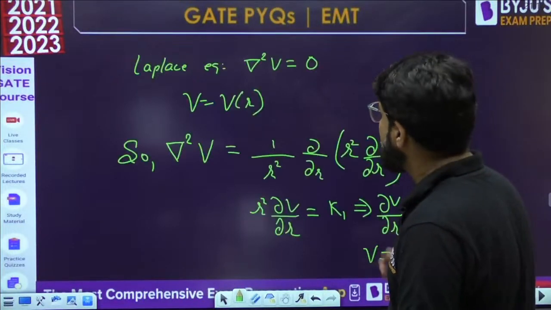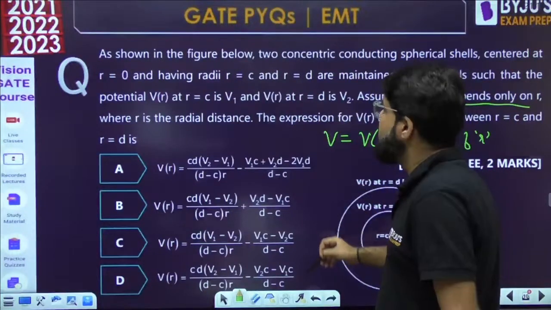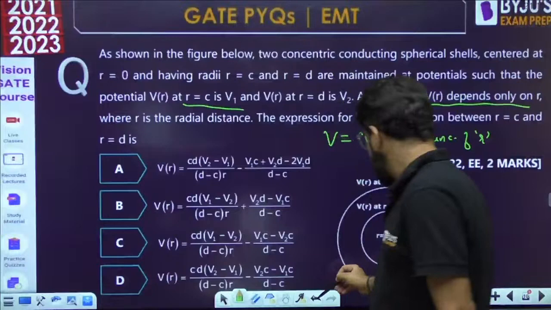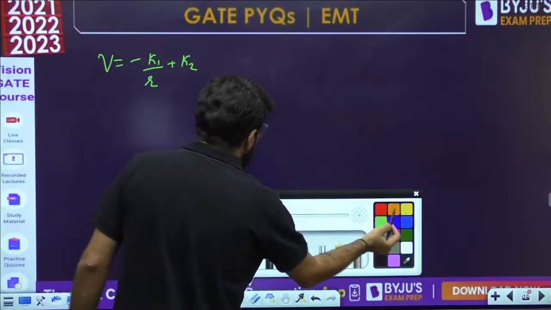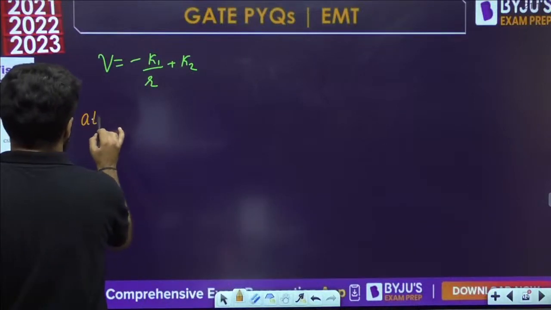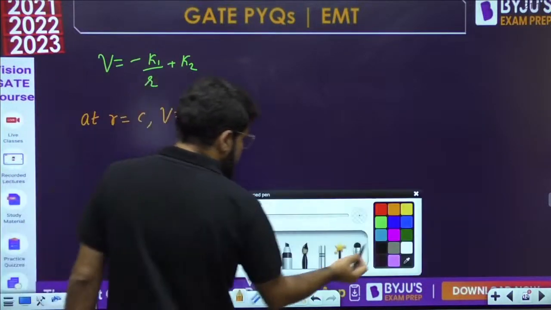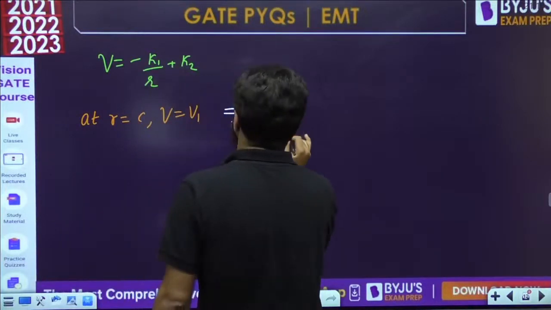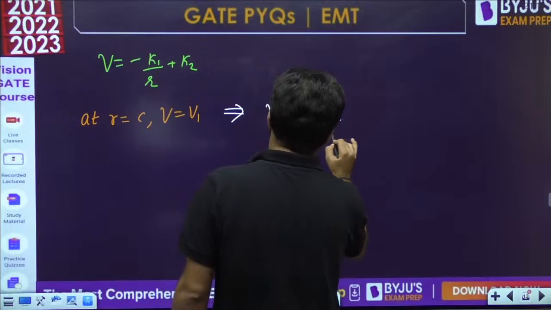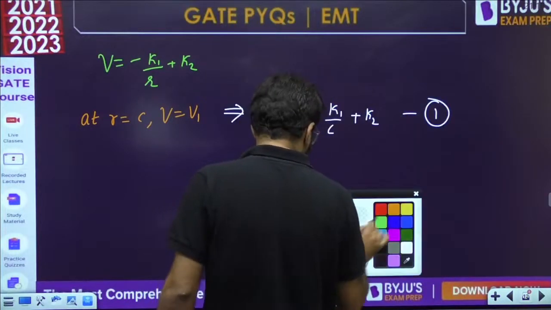So what is K1, K2? For that, boundary conditions are given. The potential at R equal to D is V2 and the potential at R equal to C is V1. You are given that at R equal to C, the potential is V1. So let us use this. Substituting this, I have V1 is equal to minus K1 by C plus K2. That is the first condition given.